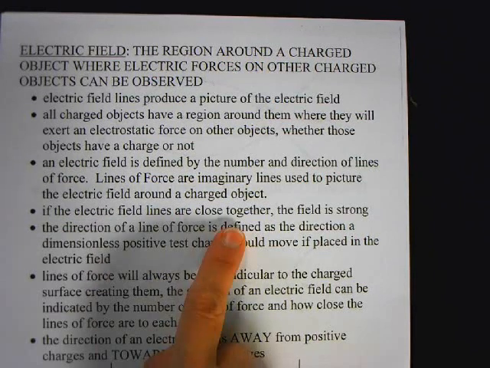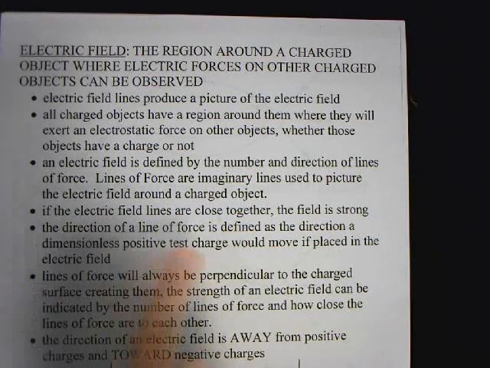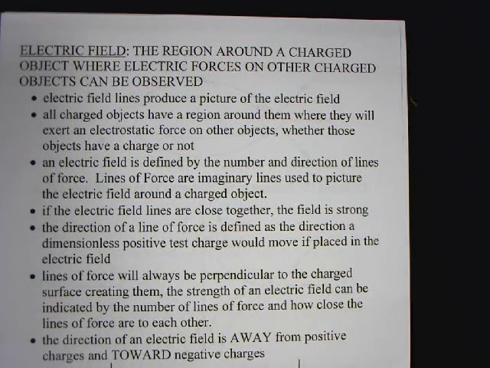If the electric field lines are close together, the field is strong. The direction of a line of force is defined as the direction that a dimensionless positive test charge would move if placed in the electric field. So the lines of force will always be perpendicular to the charged surface creating them. Sometimes we have a point charge, sometimes we have a line, so it's always going to be perpendicular. The strength can be indicated by the number of lines of force, and then the direction is extremely important.